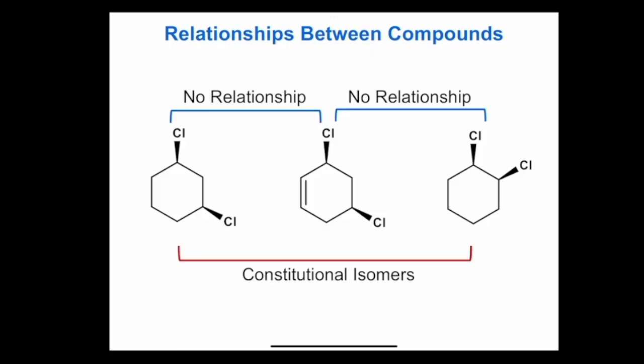What about these two, the outside two? They're constitutional isomers. Why, though? Does that make sense? Yeah, same hydrogens, same chlorines, same carbons. The difference, though, is one is a 1,3-dichloro and the other is a 1,2. They are on totally different carbons. This is 1,3. This is 1,2. They are constitutional isomers. So we move towards levels of more similarity.